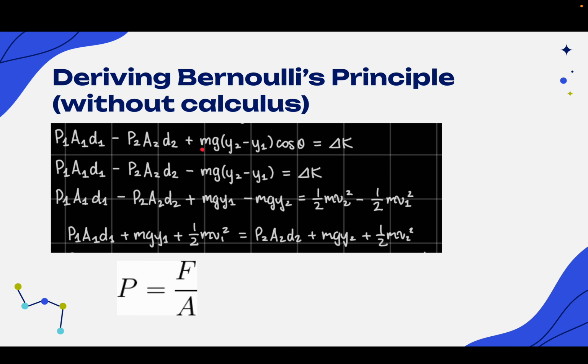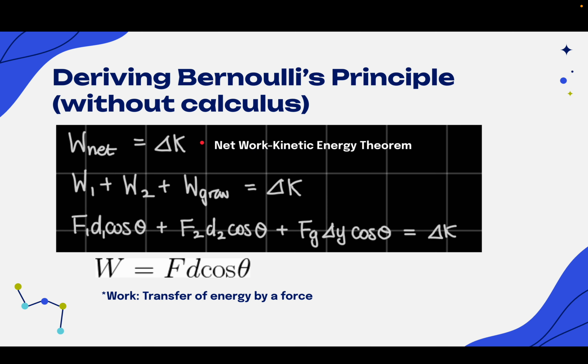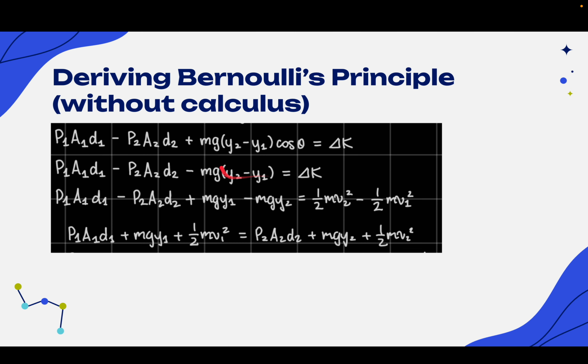Here, we have the force of gravity substituted by mg, and this is also the definition of gravitational force on an object. So this is the weight. And the delta y is substituted by y2 minus y1 since this is a change in height. And I just forgot to remove the cosine here.